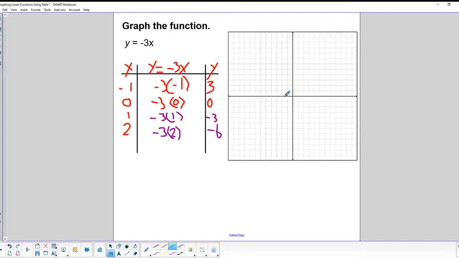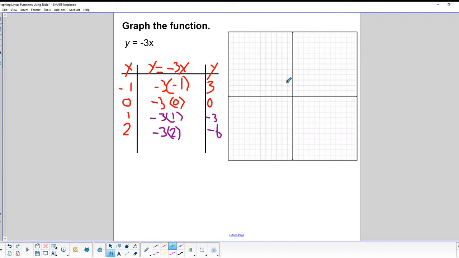-3 and 3, so 1, 2, 3, 1, 2, 3. Oops, -3, +3. Almost went the wrong direction. 0 and 0. Oh, I made a mistake. It's -1 and 3. So you've got to watch when you're doing that. I just kind of look at the wrong number. So when you're graphing these, be really careful. So a -1 and 3. So -1, 1, 2, 3.